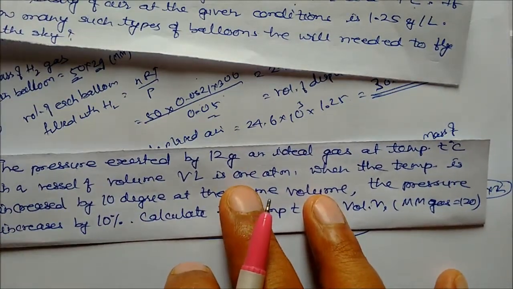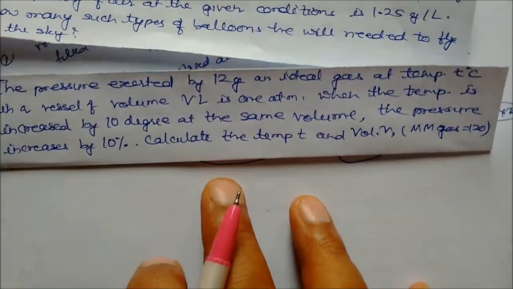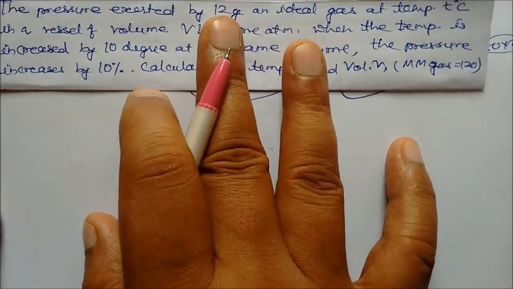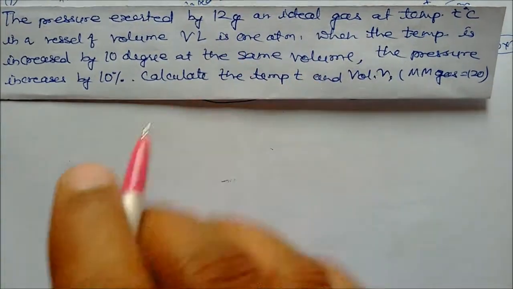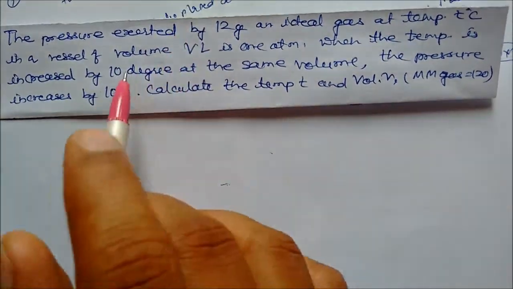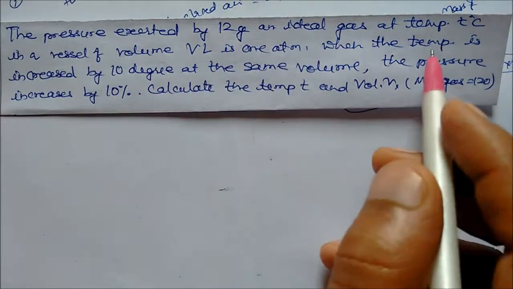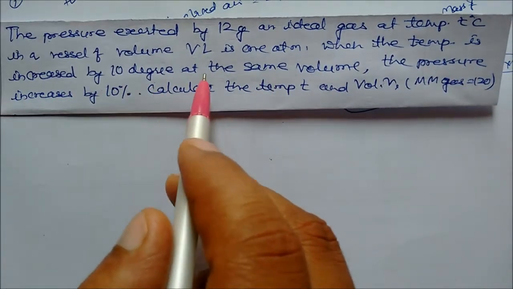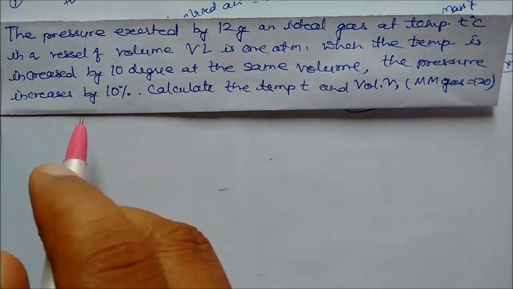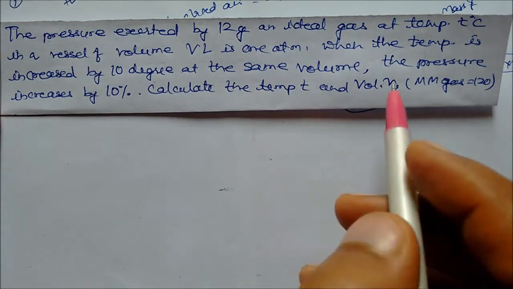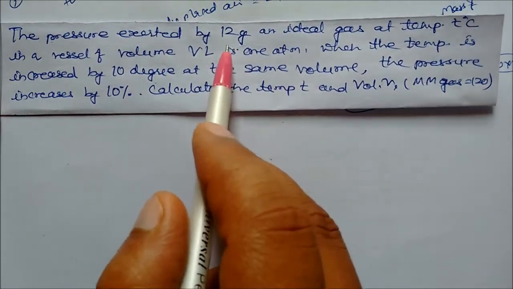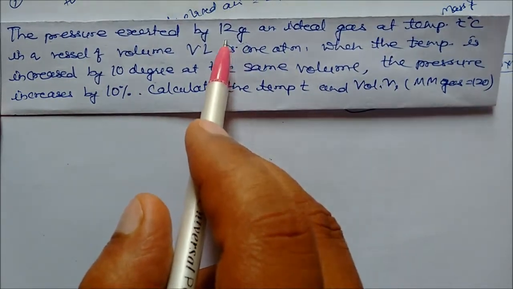Now next is the pressure exerted by 12 gram of ideal gas at temperature T degree centigrade in a vessel of volume V at 1 atmospheric pressure. When the temperature is increased by 10 degree at the same volume, the pressure increases by 10%. Calculate the temperature T and volume V. So the 12 gram is already given here. The weight of the gas is 12 gram.